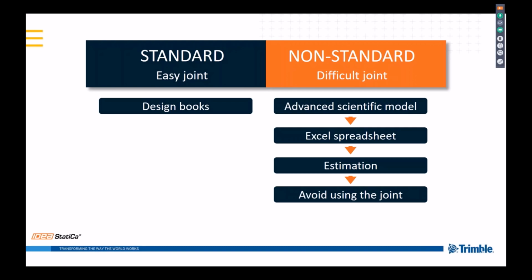When we have to step out of these standard topologies, there is a way. Especially experienced engineers, they're able to build a model of the joint in an advanced finite element tool, do the code check in Excel spreadsheets to actually take into account all the local specifics. It requires a little bit of estimation and experience. The more skilled engineers do that, sometimes honestly, it's just better to avoid using the non-standard joint and adjust the project or spend more time on it.